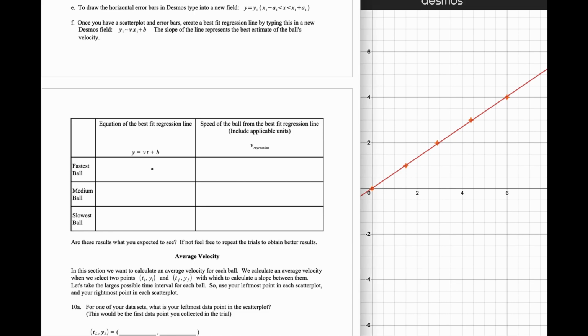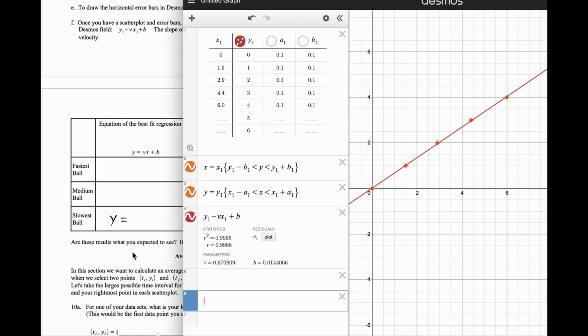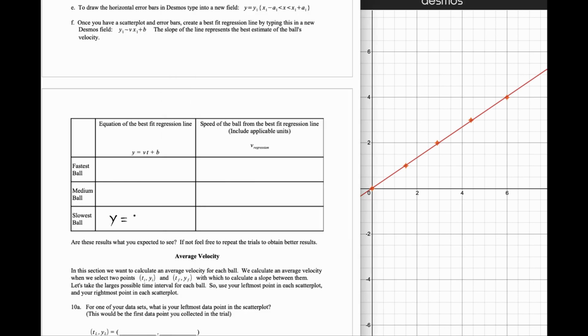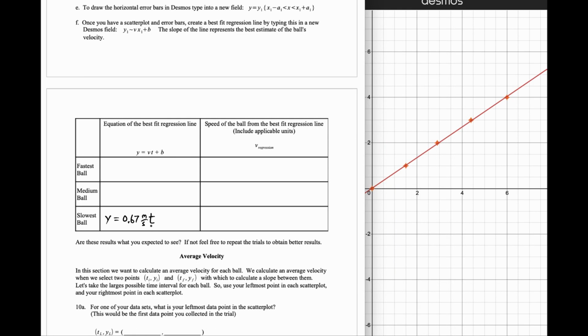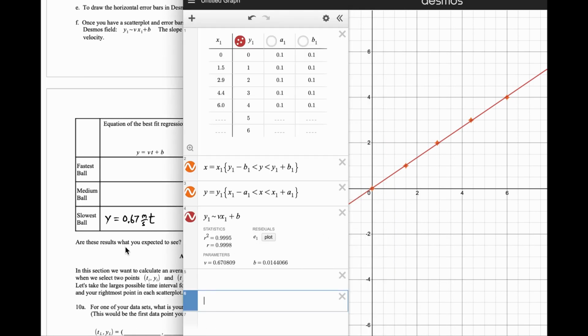So the slope actually corresponds to the velocity of this ball. And we can go now and fill in for the slowest ball what our regression equation is. Alright, so get your constants from Desmos. V is 0.67. And you can put the units in if you want. I'll put them in. Alright. And then my B was 0.01.